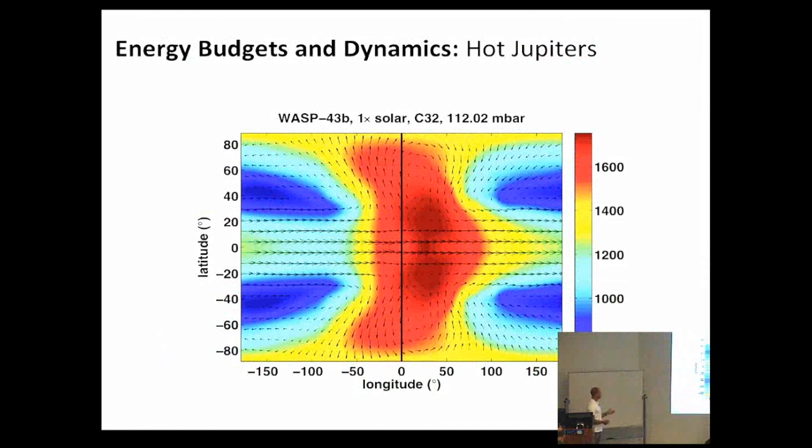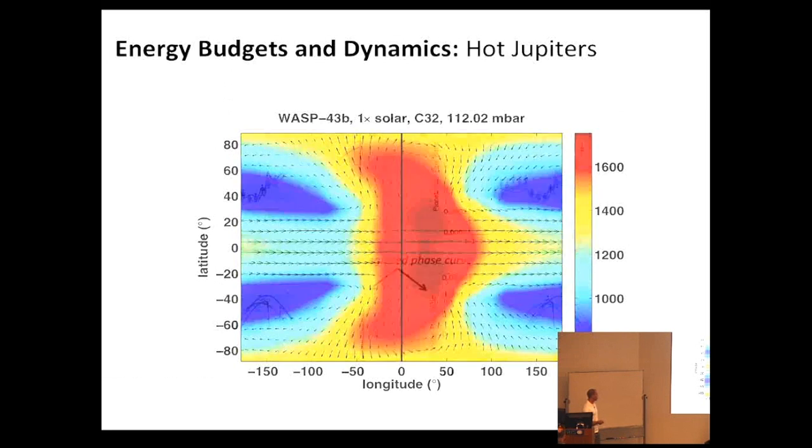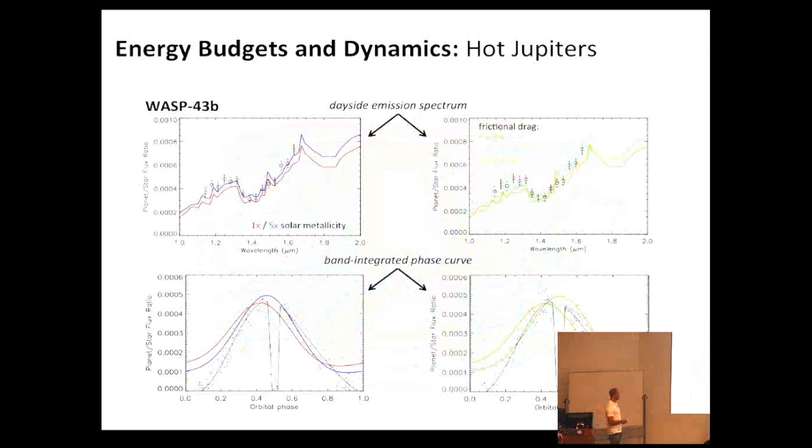So we confronted this particular data set with GCM predictions from Tiffany Kataria, Adam Showman, and collaborators. And this is just an example from one of their GCM runs. Latitude, longitude, this is a slice at around 0.1 bar. Temperature is the color bar, and the arrows show the wind speed. Both the direction and size of the arrows give the wind speed. And you see the models predict the emergence of this equatorial superrotating jet and hotspot offset. And the models are remarkably consistent with what we see for the day side of the planet.